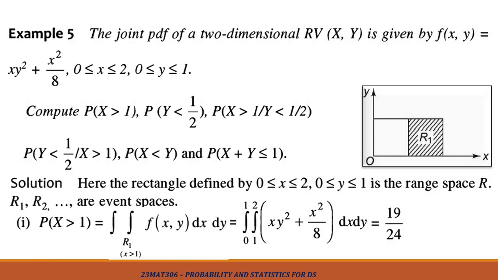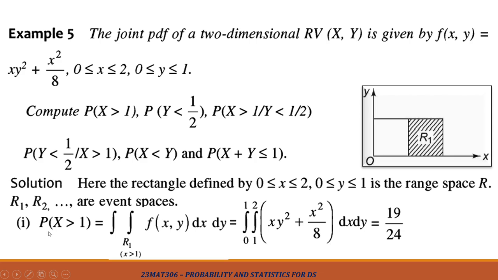Example 5: the joint probability distribution function of a two-dimensional variable is given here. The function is also given, and x and y values lie between some intervals. So it is a continuous function. Here also we have to compute all these probabilities. Since it is a continuous function, we will use integration to solve the problem. X varies from 0 to 2 and y varies from 0 to 1, we have to substitute here.